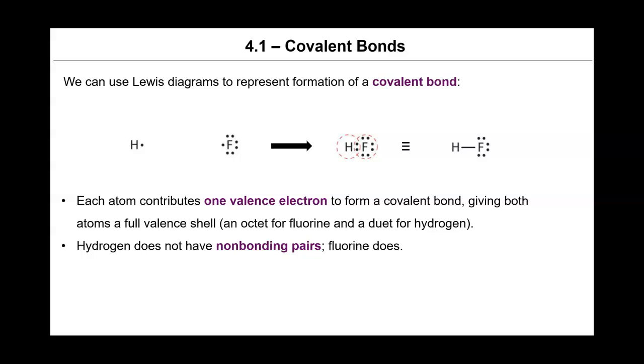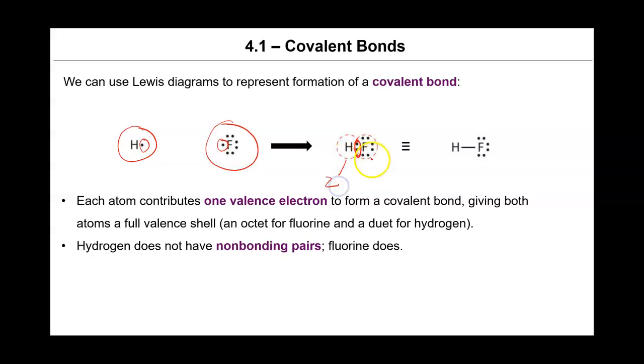Now, the 2 examples that we've seen so far involved identical atoms, but it doesn't have to be identical atoms. For example, we could pair up a hydrogen atom with a fluorine atom, and you can see that by sharing the 1 electron on each atom that isn't paired up with another electron, we can form a covalent bond between the 2 atoms.